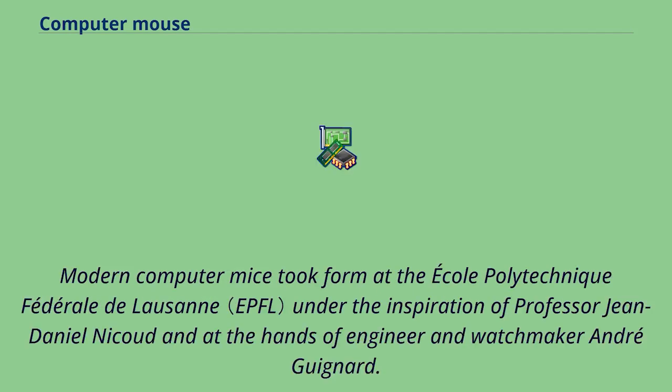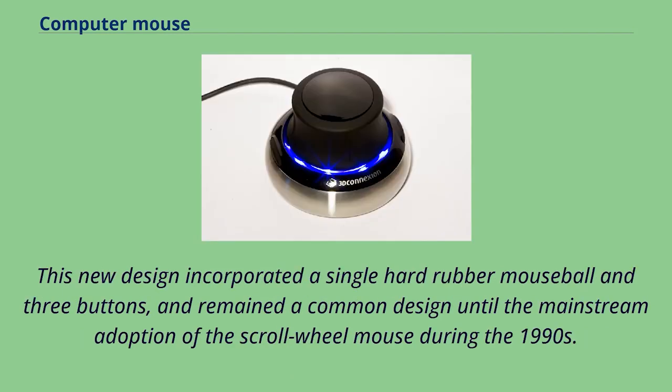Modern computer mice took form at the École Polytechnique Fédérale de Lausanne under the inspiration of Professor Jean-Daniel Nicoud and at the hands of engineer and watchmaker André Guignard. This new design incorporated a single hard rubber mouse ball and 3 buttons, and remained a common design until the mainstream adoption of the scroll wheel mouse during the 1990s.